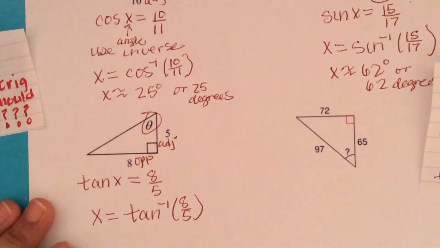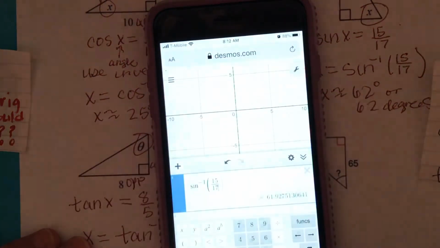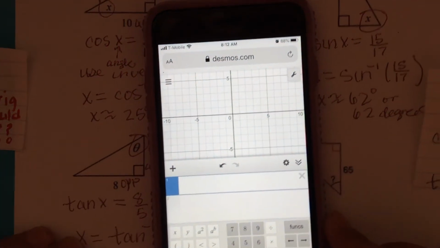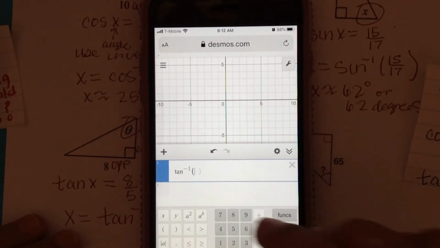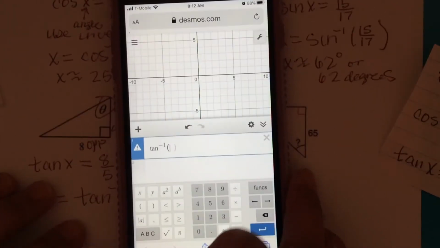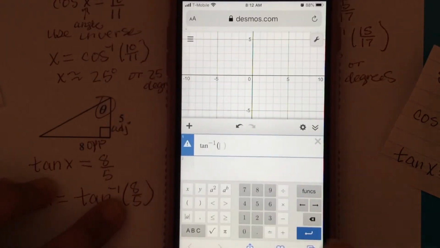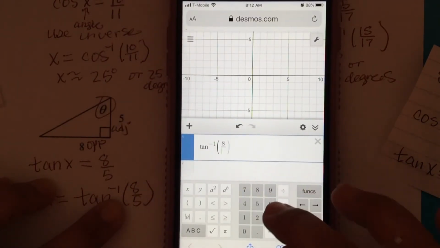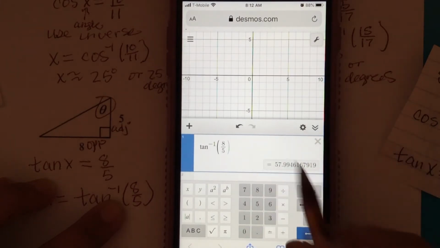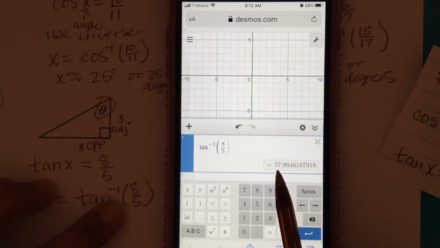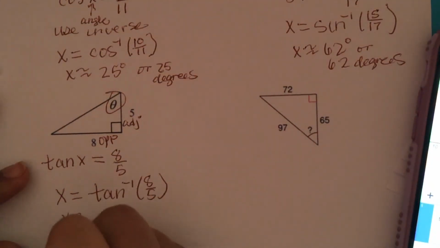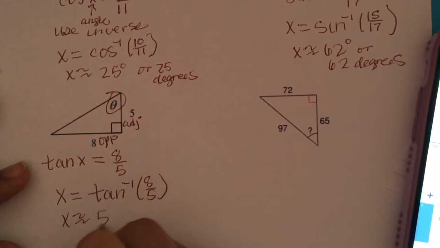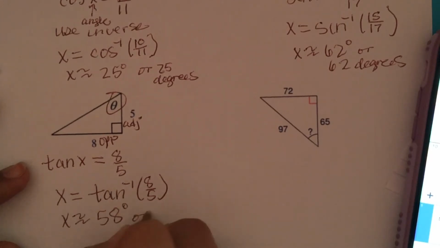So I'm going to use my decimals over here, clear up what I had, make sure that your mode is in degrees. So I'm going to go functions, tangent inverse. Since I've been using this all day, I know that my mode is in degrees. 8 divided by 5, and it's going to be 57.99. So it's going to round up to 58. So x is approximately 58 degrees, or you can say 58 with the word degrees.